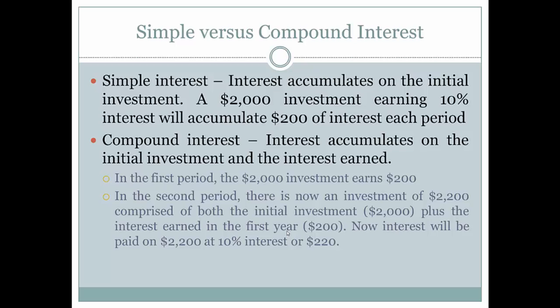Compound interest: the interest accumulates on the initial investment and the interest earned, as long as it remains in the investment. So let's see how this works. In the first period, the $2,000 investment earns $200. In the second period, there is now an investment of $2,200, comprised of both the initial investment of $2,000 plus the interest earned in the first year of $200. Now the interest will be paid on $2,200 at 10% interest, or $220.